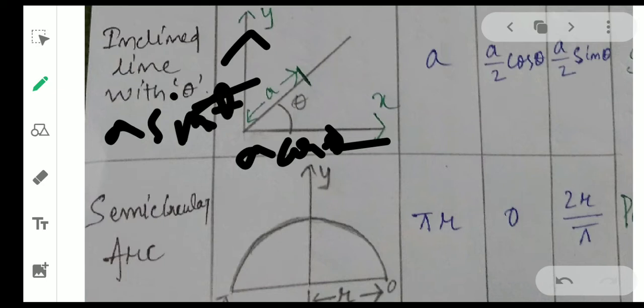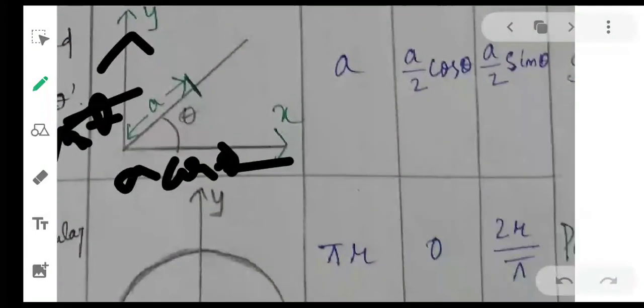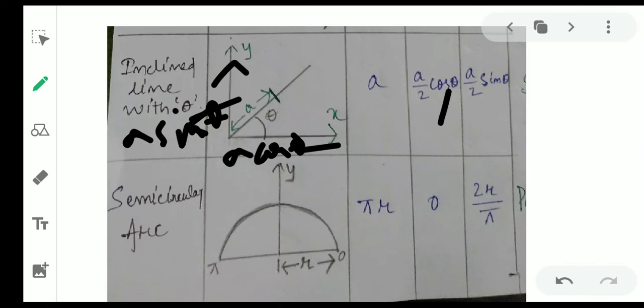As you are dividing the length by 2, it becomes a by 2 cos theta in the x direction and a by 2 sin theta in the y direction. Again I am repeating, a cos theta is the length in the x direction, as the line is inclined with an angle theta with the x axis. A cos theta is the component of the length of the line in the x direction.